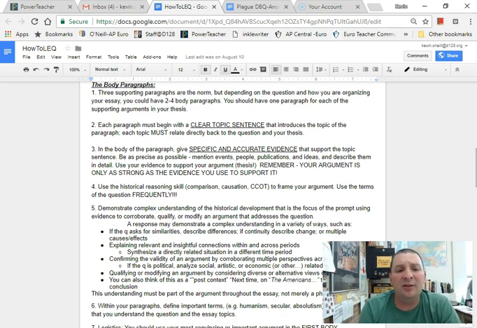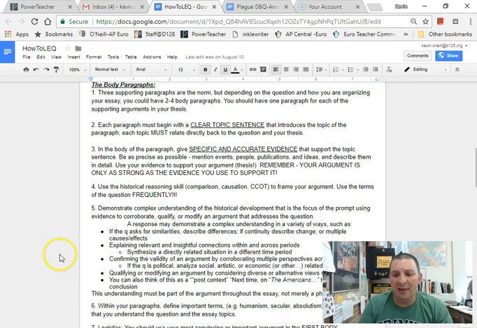Remember, your argument is only as strong as the evidence you use to support it. You can have a great thesis, but if you don't provide any support for it, you don't really have a very good essay at all. Make sure that you use the historical reasoning skill to frame your argument and use those terms of the question frequently. Comparison, contrast, continuity. This is another example of a continuity. This is an example of a change. Use those terms. Make it clear. I know some of you think that that oversimplifies and it dumbs down what you're doing. It doesn't. It makes it easier for the reader to find it.